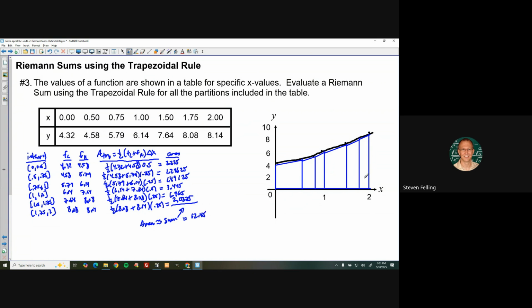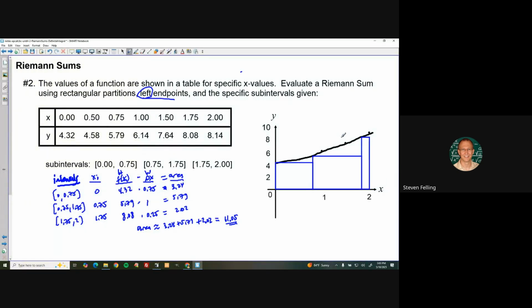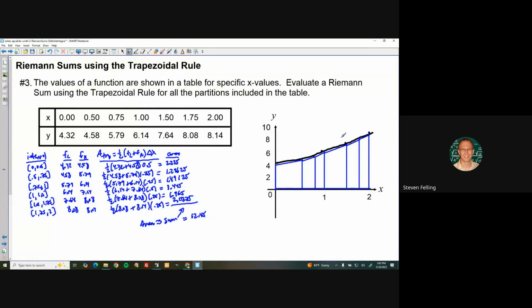And you can see from the sketch here that that's going to much more closely fit the area than, say, this coarse 3 rectangle thing that we did over here, which is vastly underestimating the area. So we got 11.05 there. This is much closer to the real value, 12.45. So the trapezoidal rule is more complicated to implement, but it produces a more accurate estimate.